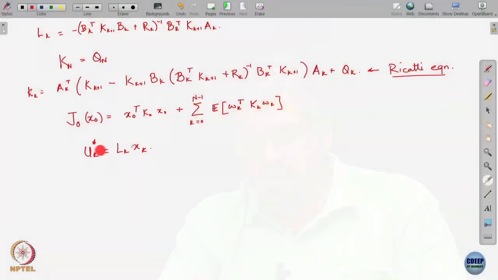But look at the amazing result here: the optimal policy, the optimal action to be applied, is simply L_K times X_K. So, whatever the state, you just apply this particular matrix, and this matrix itself has no dependence on the noise, on the variance of the noise. The noise makes no appearance in the calculation of this matrix. If you see the K_K recursion, the only things that appear here are the R's, the Q's, the A's and the B's, and the W's make no appearance here whatsoever.